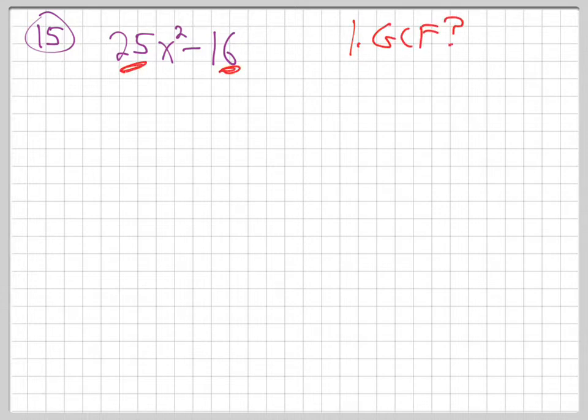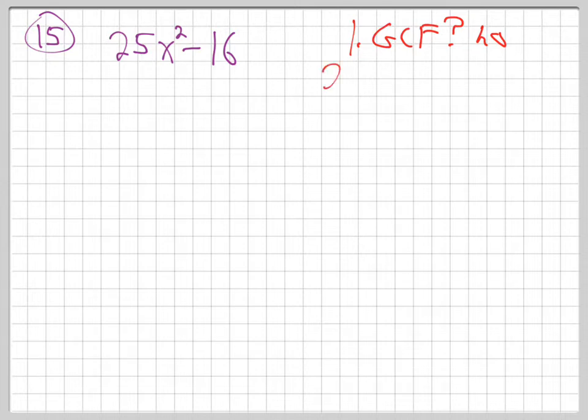And this will be a little easier, 25x squared minus 16. Okay, now notice, first step, is there a GCF? Is there some number that divides into 25 and into 16? No. Now, you can try your calculator. 5 goes into 25, but not into 16. 4 goes into 16, but not 25. Now, all right, we looked for it. So, okay, so what are we going to do?